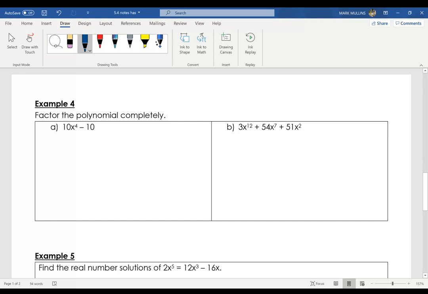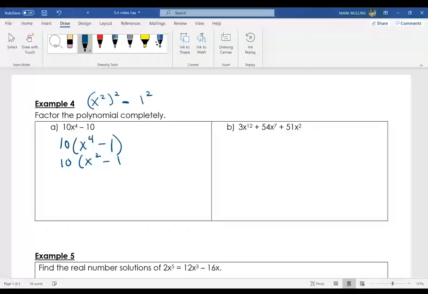So on 4, we are still factoring completely. I'm always looking for greatest common factor, then I'm looking at the number of terms. In A, both are divisible by 10, so I'm going to factor out a 10. And then if I have x to the fourth minus 1, remember that's x squared squared minus 1 squared. So I have difference of squares. So x squared minus 1 times x squared plus 1.